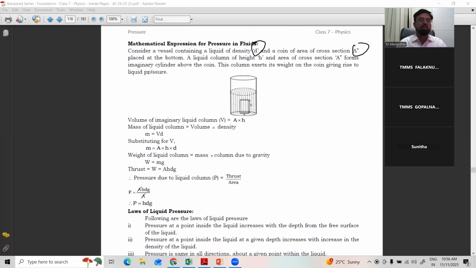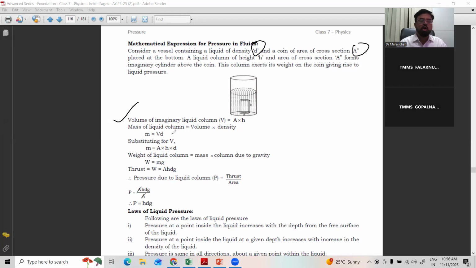We drop the coin and place it at the bottom. We place one coin at the bottom. A liquid column of height H and area of cross section A forms an imaginary cylinder above the coin. This column exerts its weight on the coin, giving rise to the liquid pressure. When you place the coin at the bottom, it exerts pressure.